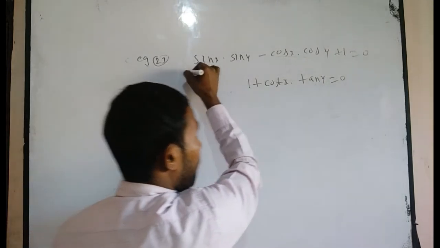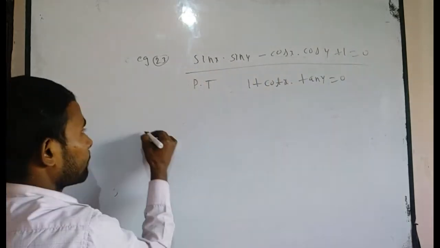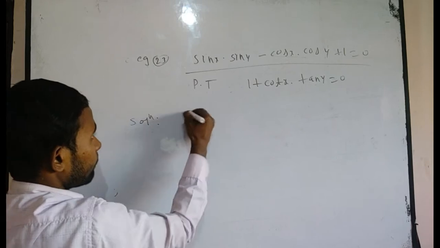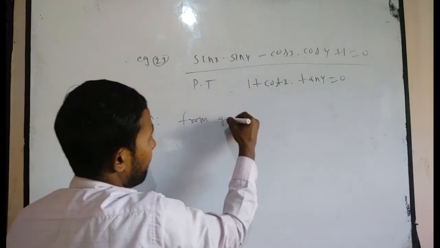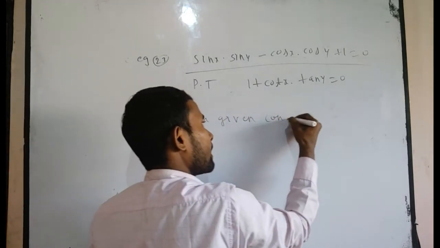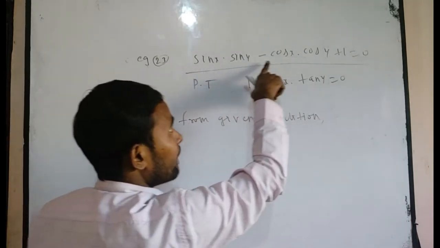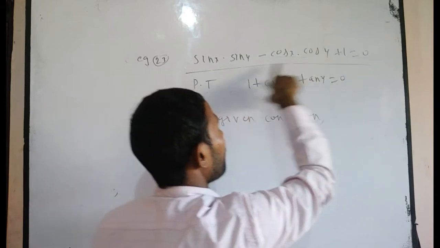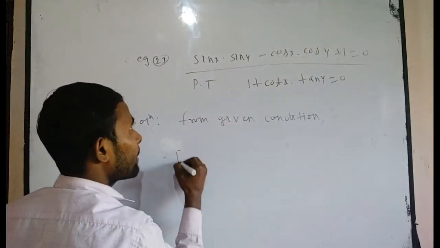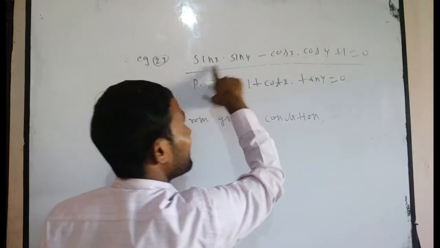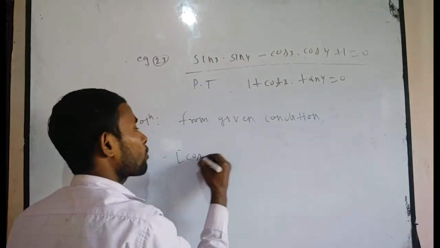First of all, from the given condition, can you say sin x into sin y minus cos x into cos y? If you take minus common, then it will be minus of cos x into cos y minus sin x into sin y. That represents cos(x plus y).